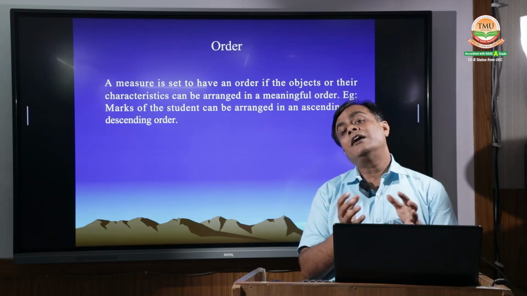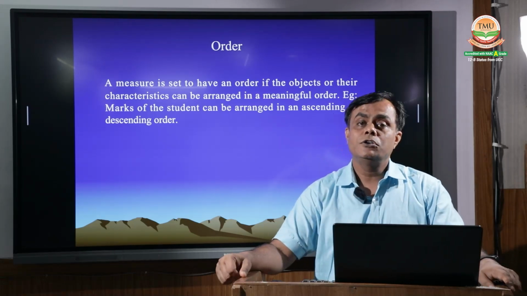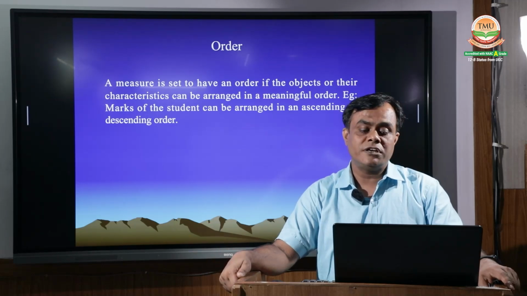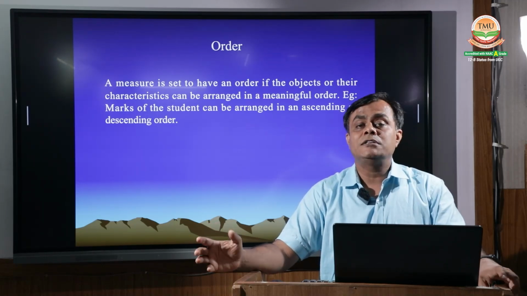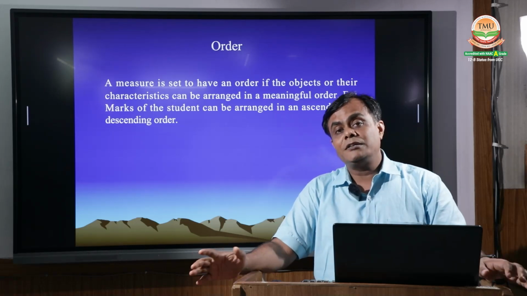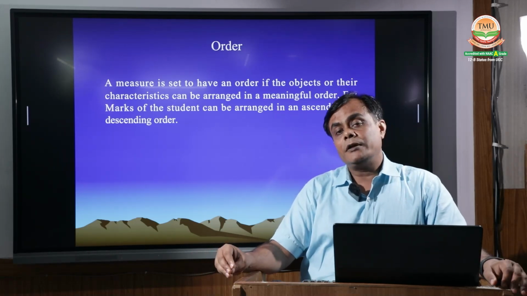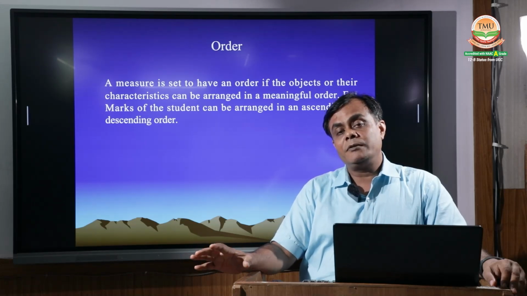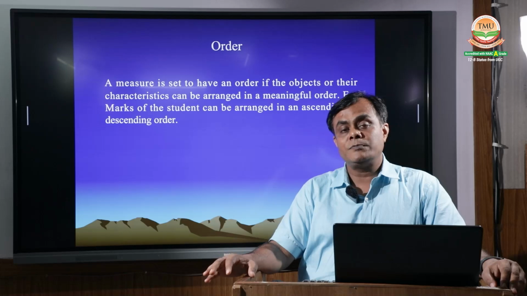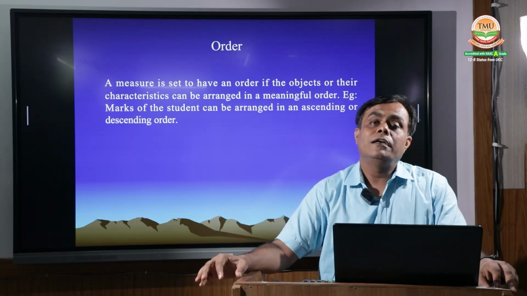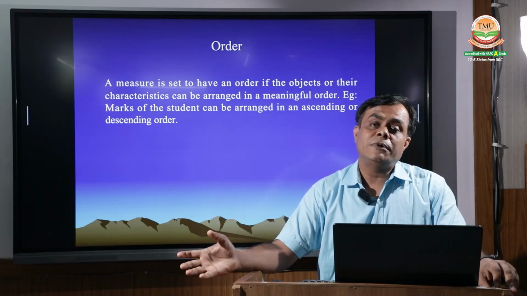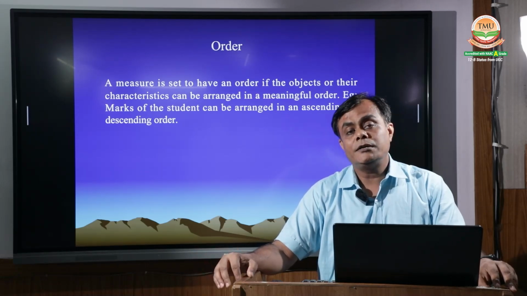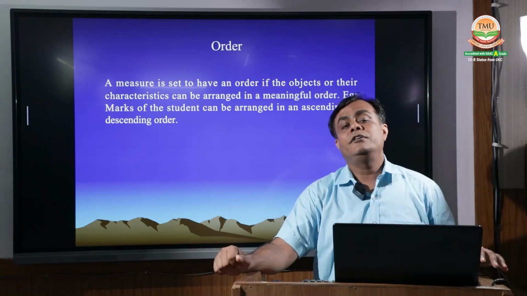If you want to arrange the marks of the students in order, there are only two options. You can arrange the marks in the ascending order, or you can arrange the marks in the descending order. After that there is no option, because in ascending order the arrangement becomes meaningful for the reader, and the reader understands that the marks are arranged in ascending order, or that you are arranging the marks in descending order. It is also meaningful for the reader.